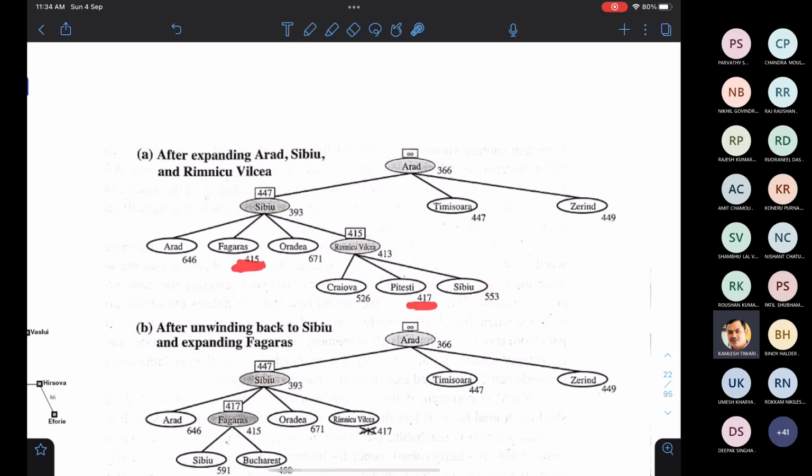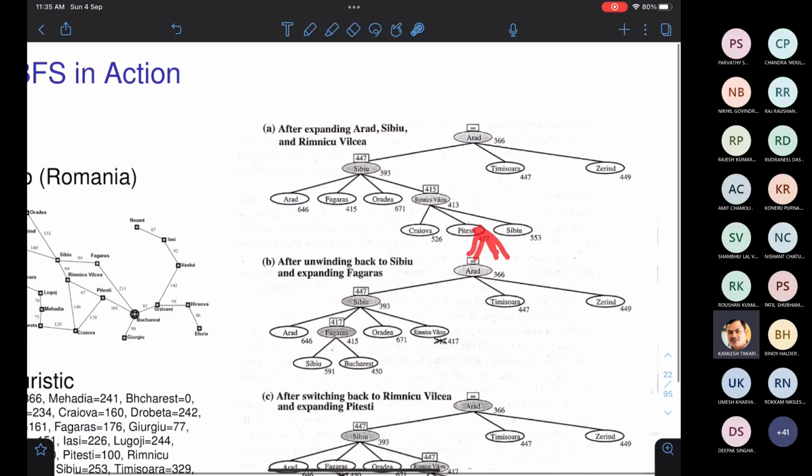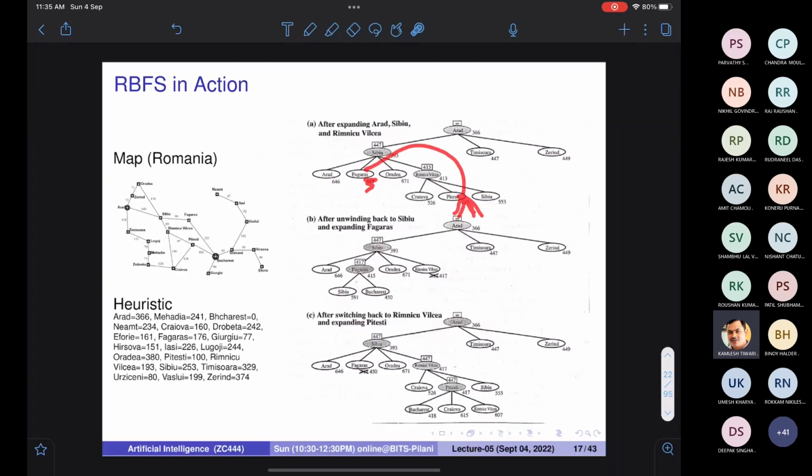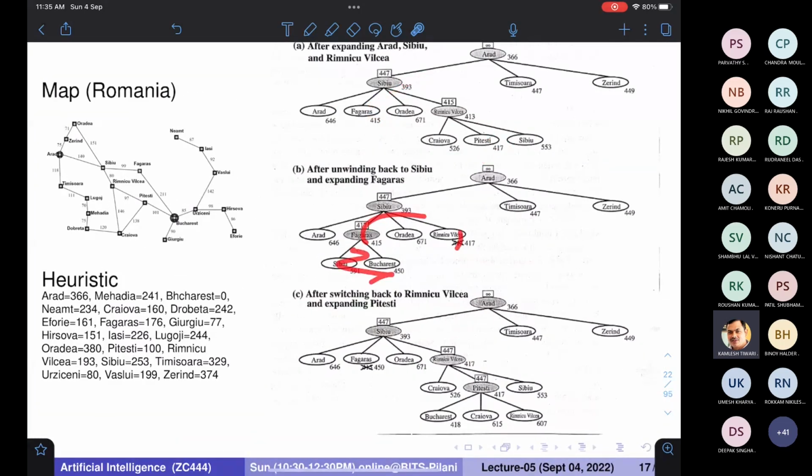You can see that here the minimum was 415. So why would I explore this particular path? I would go back and explore this particular path. And this is what the idea is. I would go back, explore this thing, and then again it may be possible that this was 415 because of some kind of assumptions, but this could not be the actual way. When I explored, I find 591 and 450. Again, I will have to come back and explore the same thing once again. And then I was able to find Bucharest with 418.